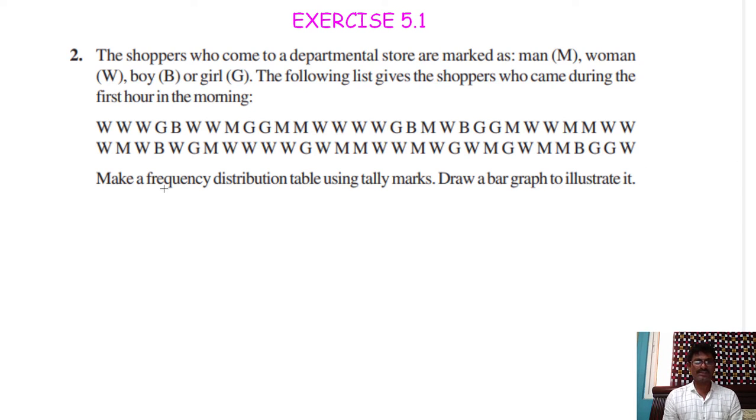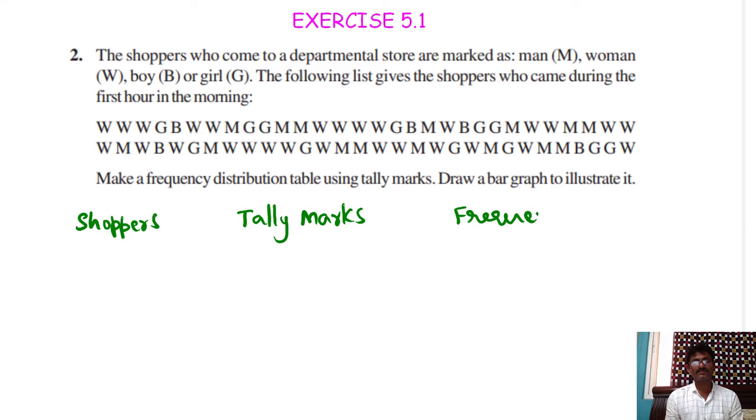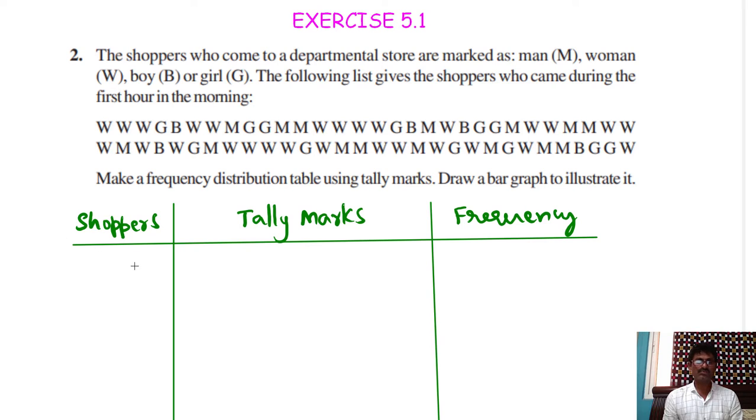Let us first make a frequency distribution table. Here we are given the shoppers who come to the departmental store. So let us write here shoppers. Now here tally marks. Then frequency. What types of shoppers do we have? Man, that means M, woman W, boy B, girl G.